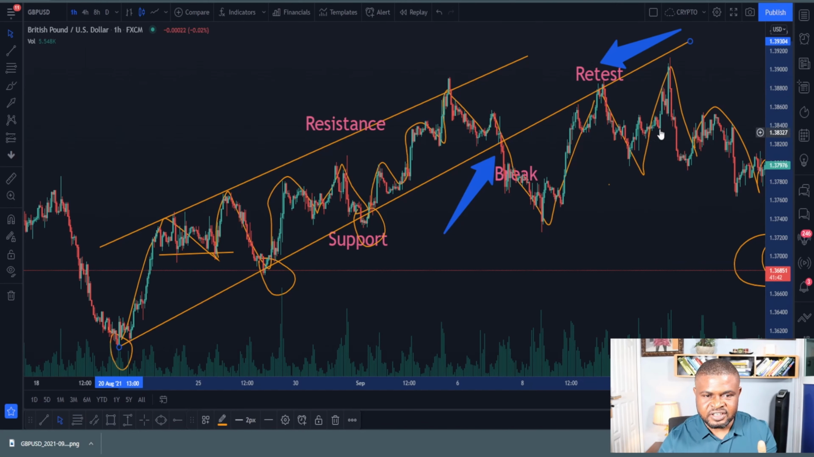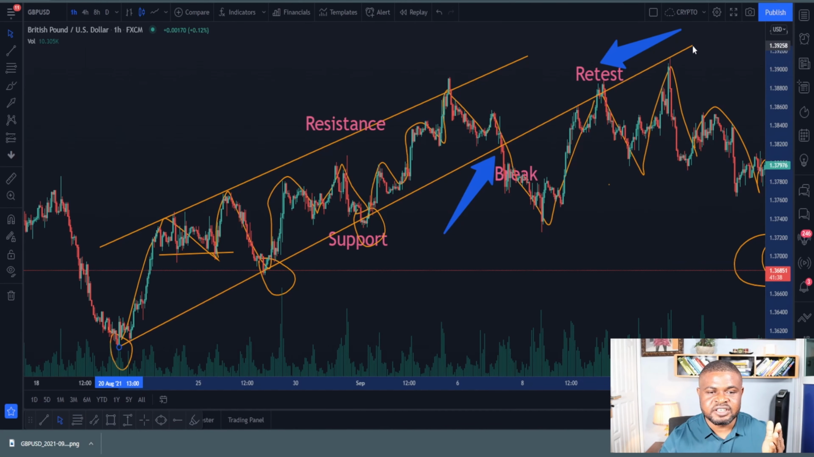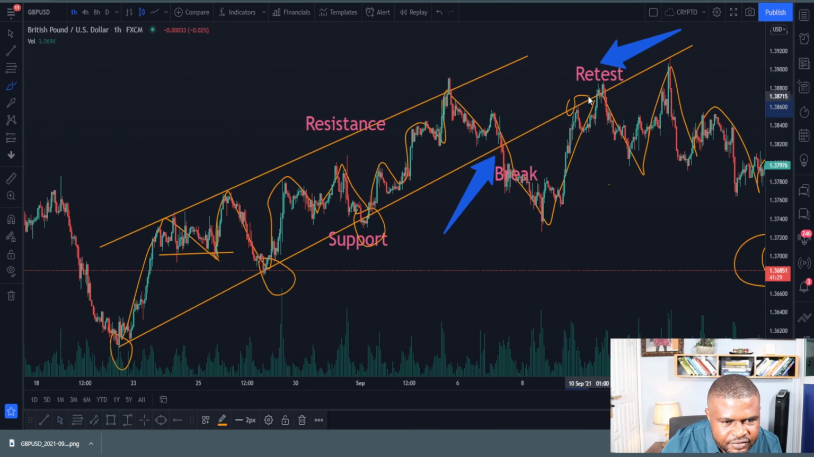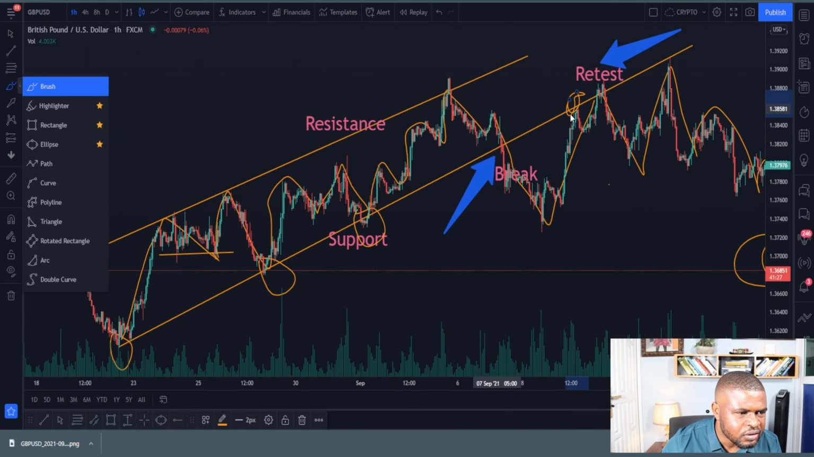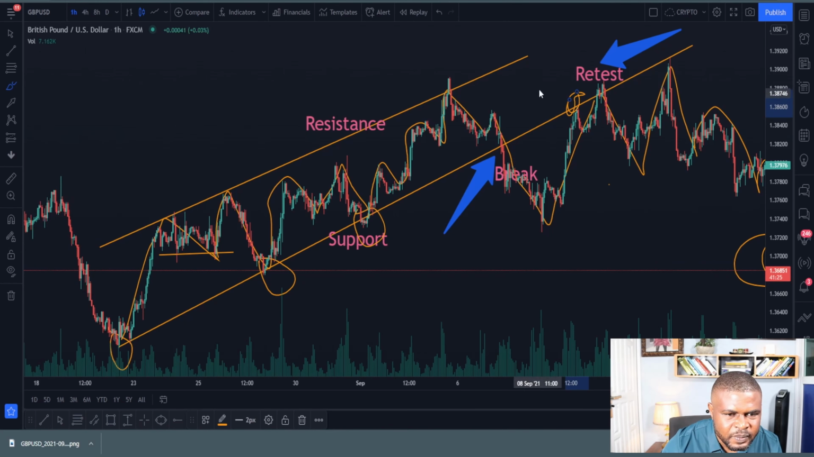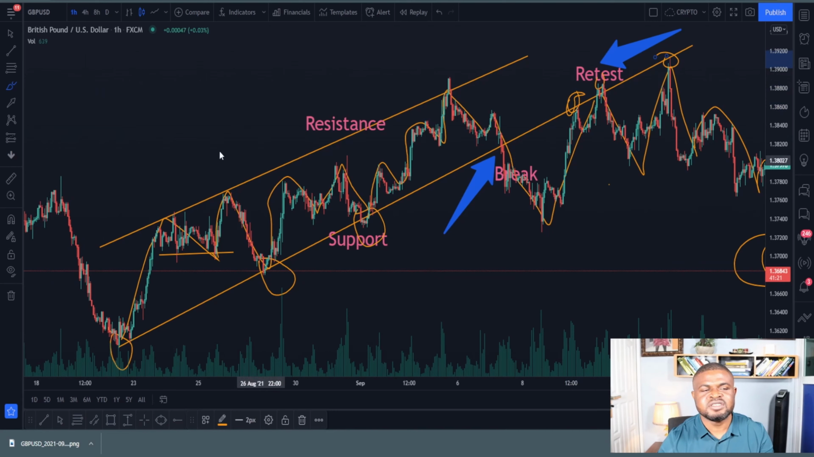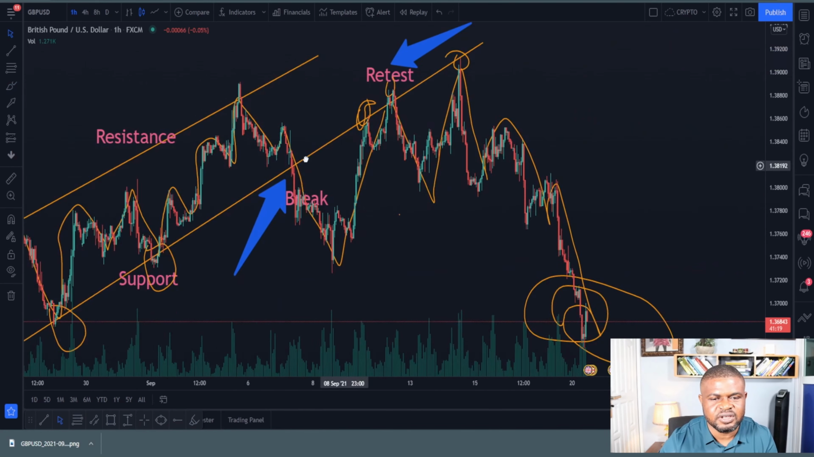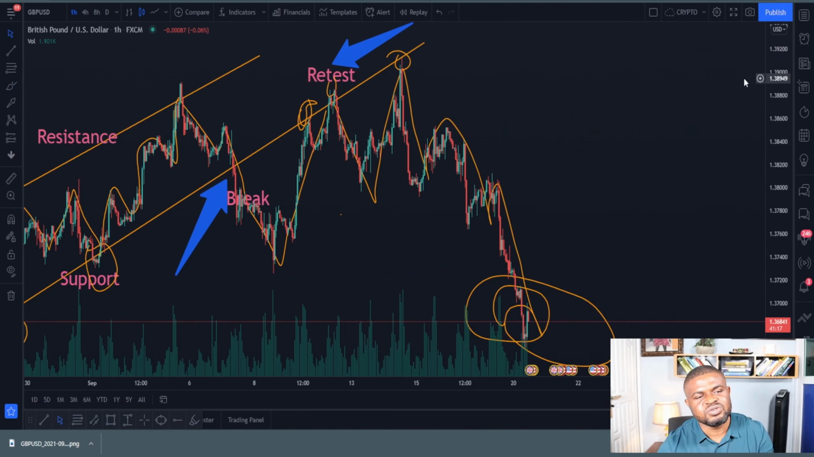A resistance. As you can see, it got rejected twice, almost 3 times also. We can assume that it's almost right. This is a rejection 1, we have another rejection 2, another rejection 3. This is an indication to tell you that of course the price is going to push.